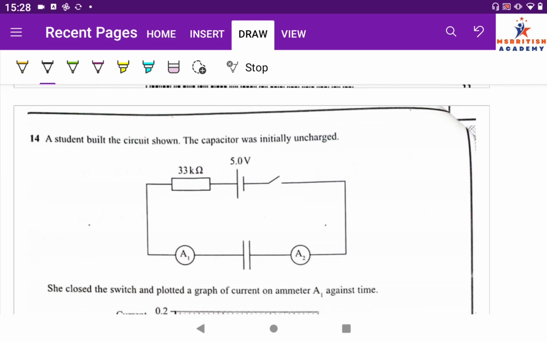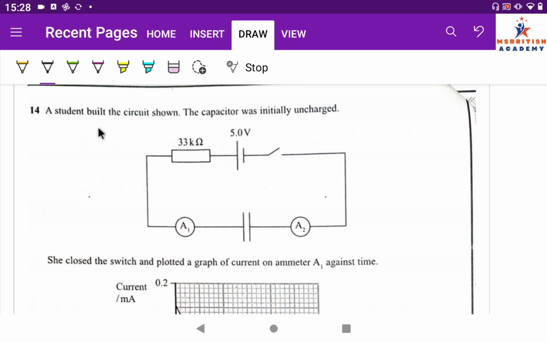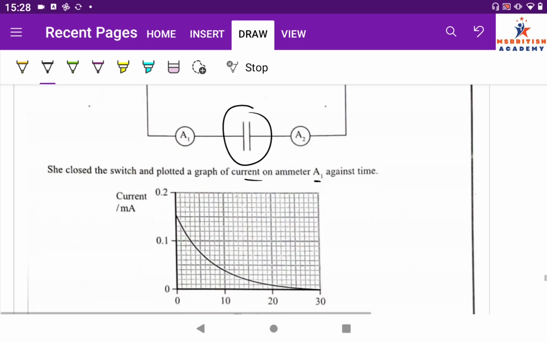Now question 14. A student built the circuit shown. The capacitor was initially uncharged. She closed the switch and plotted a graph of current on ammeter 1 against time.